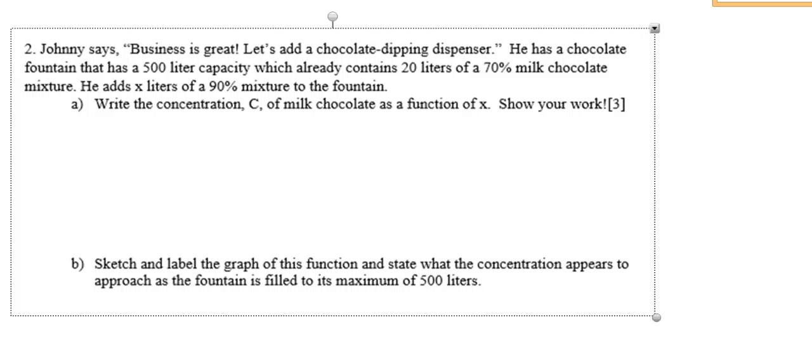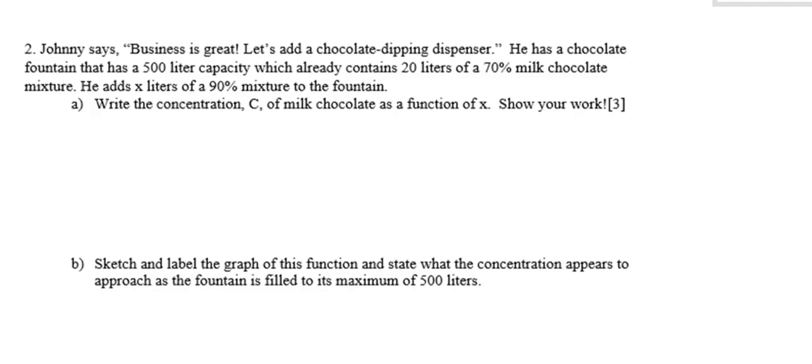So, the concentration problems. If you have a chocolate fountain that has a 500-liter capacity, and it already has 20 liters of 70% milk chocolate, you can set up your buckets.